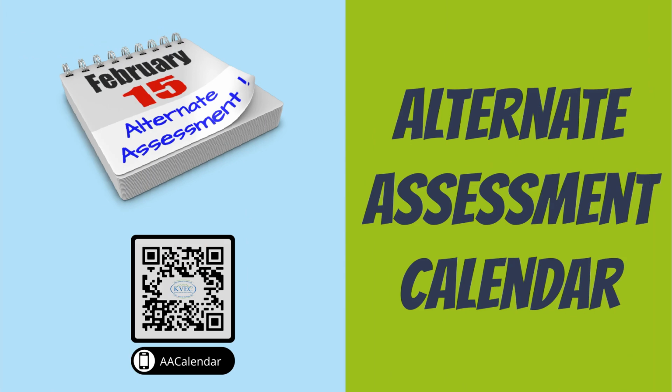The next step is to print a copy of the alternate assessment calendar. This document outlines important dates that you will need to know as you prepare for delivering instruction. You might want to print 2 copies of this document, 1 copy for your binder, and a copy to place near your workstation. The QR code on the screen will open the 2020-2021 Alternate Assessment Calendar. You can pause the video here if you would like to print the Alternate Assessment Calendar.